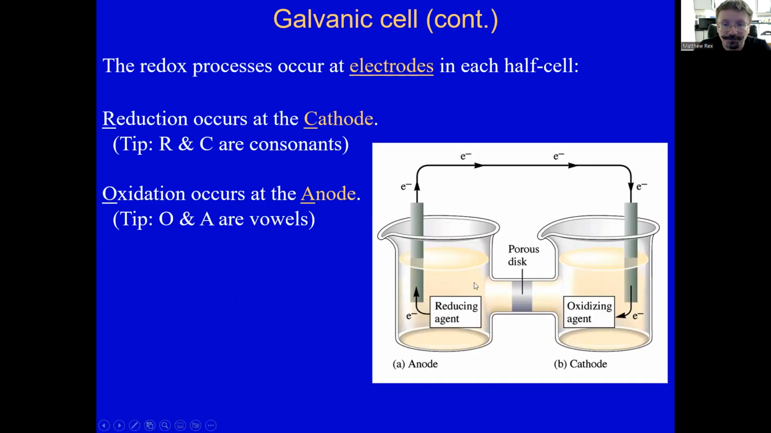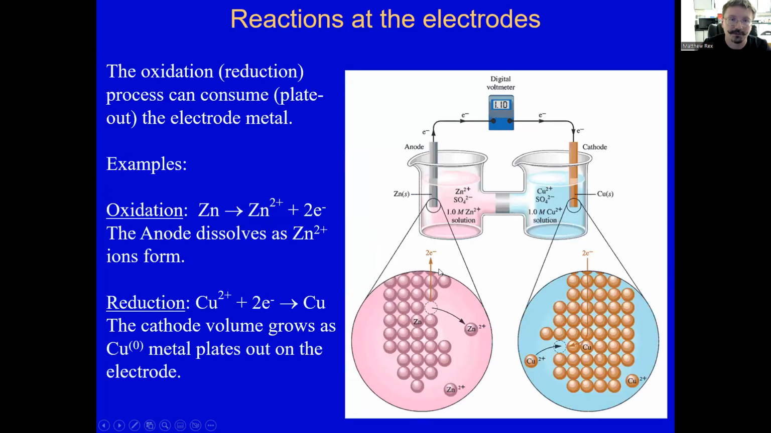Okay, so a few things to note, and we'll break this down a little bit more as well. Reduction is always going to occur at the cathode, and oxidation is going to occur at the anode. So if you can follow the flow of electrons, you can see what's being reduced, and that's our cathode, and what's being oxidized, that's our anode. All right, so in this case, we'll look at specific reactions and specific things being oxidized or reduced.